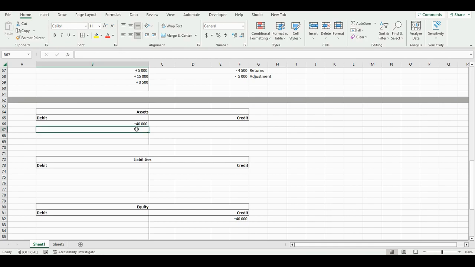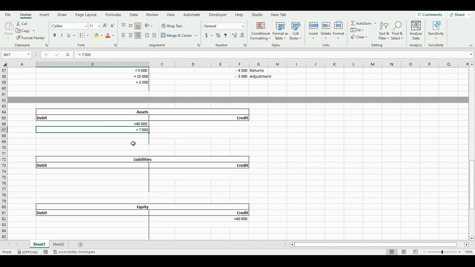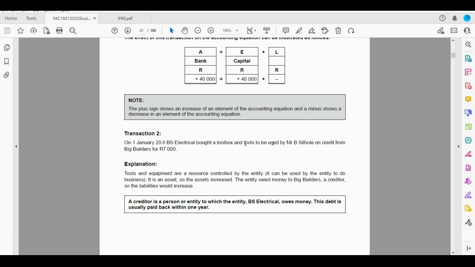7,000. But our transaction is not complete. There has to be another leg. If we're saying our assets are going up, what's the other leg? He bought this on credit, from Big Builders. So now we owe someone. It looks like we owe someone. It's good we have tools, but now we owe someone.